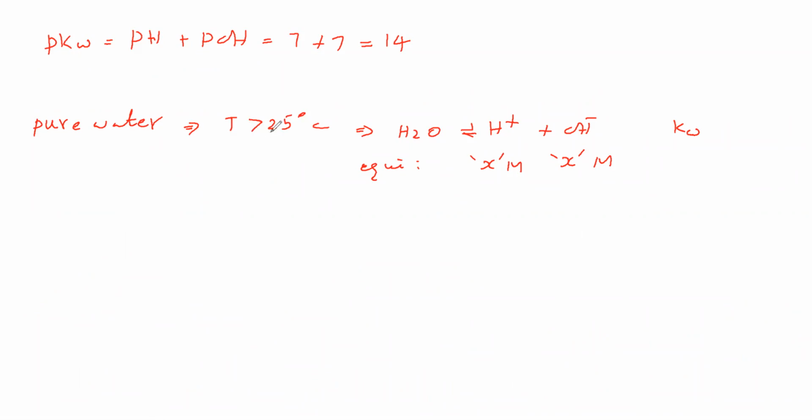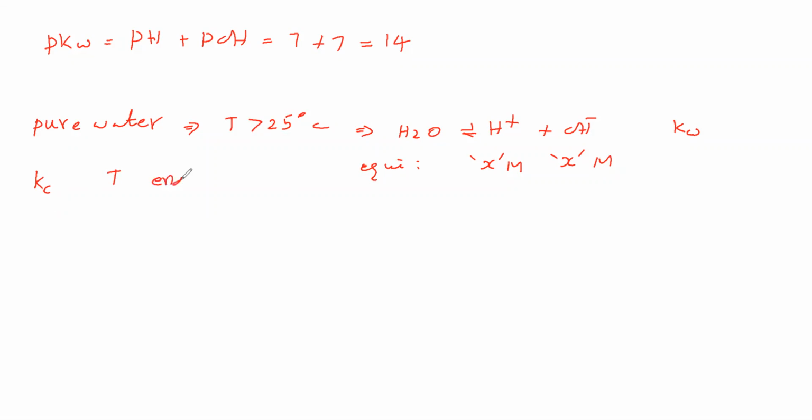When the temperature is greater than 25 degrees Celsius, what is the Kw value? Kw is called the ionic product of water. It is nothing but an equilibrium constant. What is the characteristic of the equilibrium constant? On which factors does the equilibrium constant depend? We said the equilibrium constant depends on temperature. So we studied one point: the equilibrium constant depends on temperature.